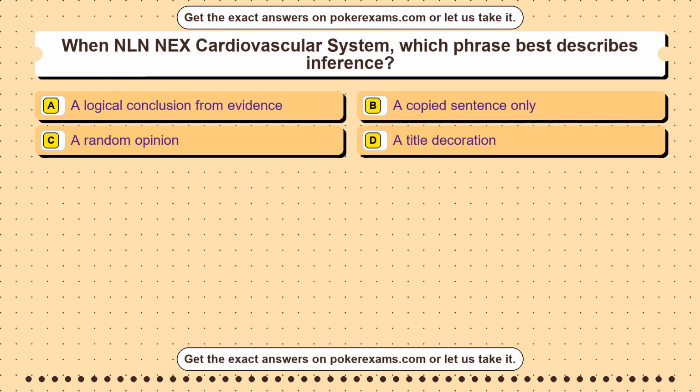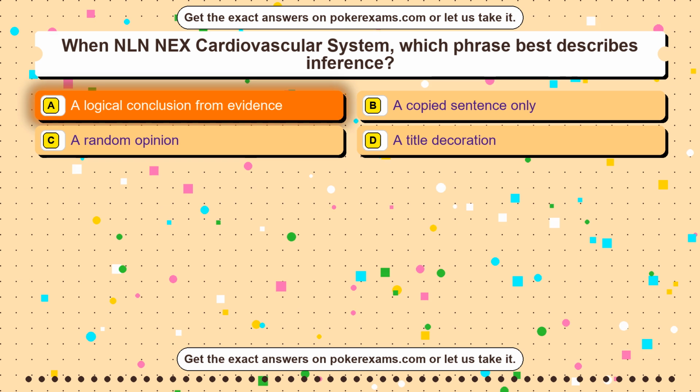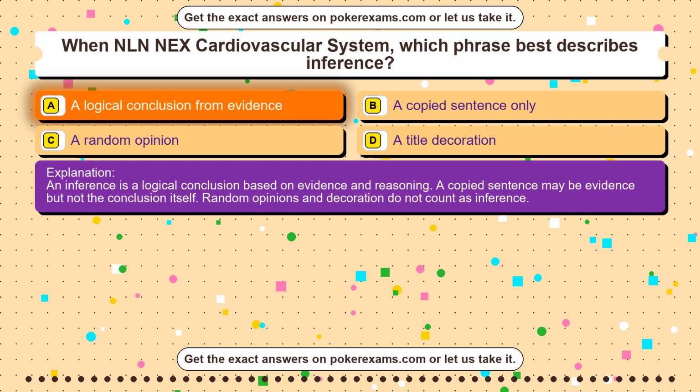Question 9. When NLN NEX Cardiovascular System, which phrase best describes inference? Option A. A logical conclusion from evidence. Option B. A copied sentence only. Option C. A random opinion. Option D. A title decoration. The correct answer is option A. A logical conclusion from evidence. An inference is a logical conclusion based on evidence and reasoning. A copied sentence may be evidence but not the conclusion itself. Random opinions and decoration do not count as inference.